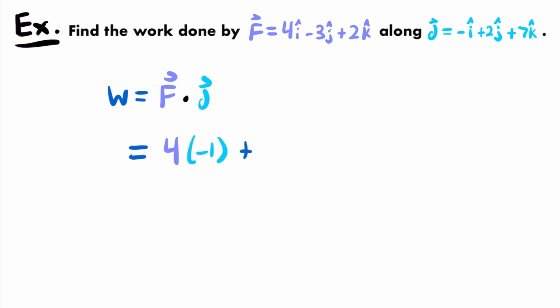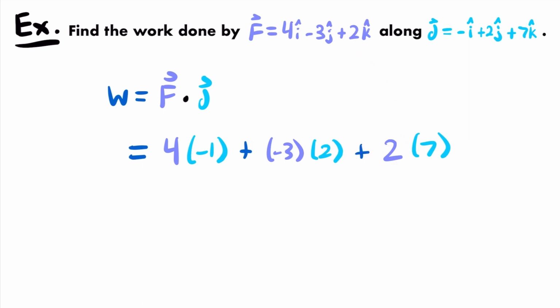Then we'll add that to negative 3 times 2, and then we'll add that to 2 times 7. So we have the product of the x components, then we're adding that to the product of the y components, and then we're adding that to the product of the z components.